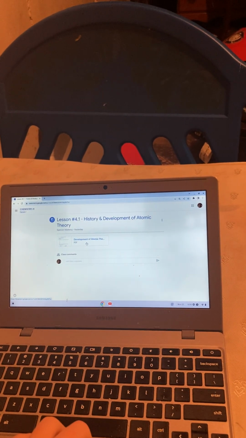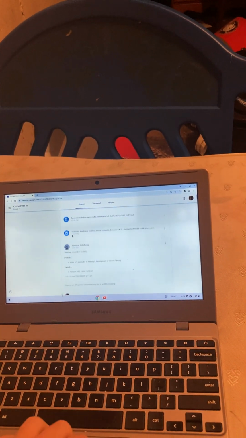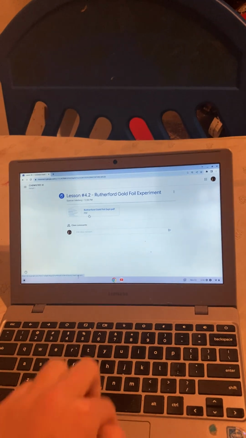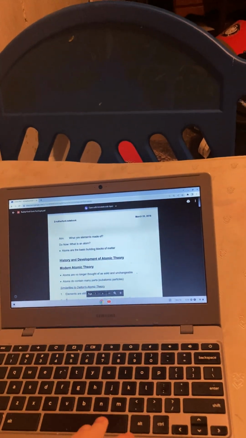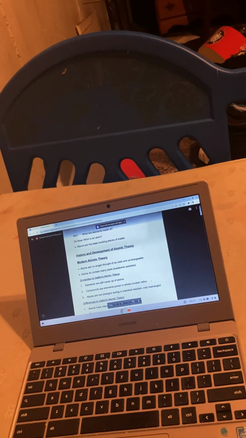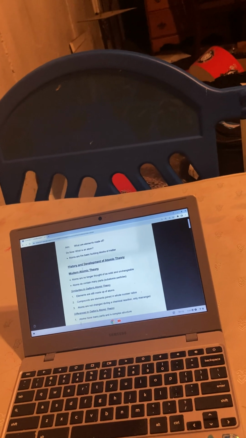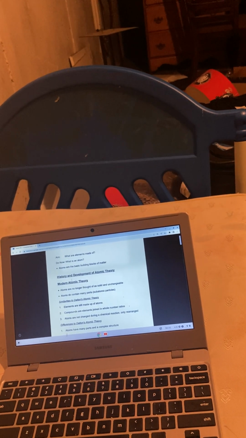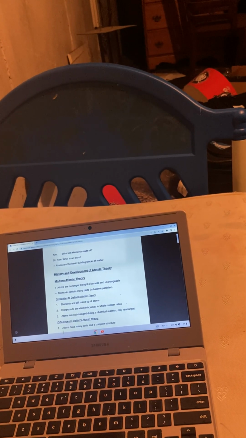And now we have lesson 4.2 of Honors Chemistry. This one I'm going to have a little bit more time describing. This is the modern atomic theory. So, atoms are no longer thought of as solid and unchangeable, and they do contain many parts. There are similarities to Dalton's atomic theory, though. Elements are still made up of atoms, compounds are elements stored in whole number ratios, and atoms are not changed during a chemical reaction, only rearranged.